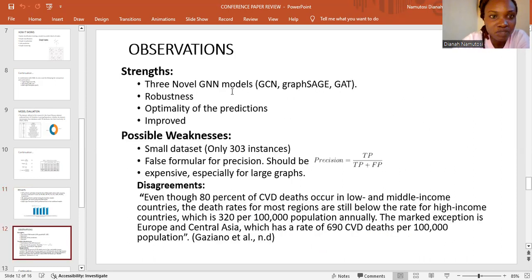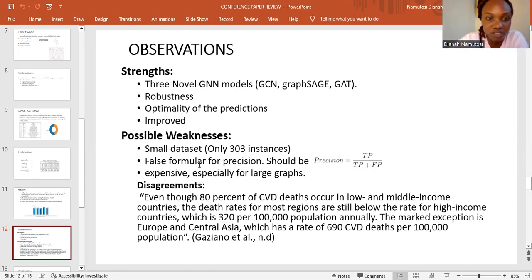My observation on the strengths: the model is good in that he didn't use only one GNN, he used all three. That's an advantage. Then robustness, being able to connect relationships from different people and different features and come up with the results. It is also an improved version of the traditional machine learning models, and it is optimal. On possible weaknesses, he used a small data set which had only 303 instances.